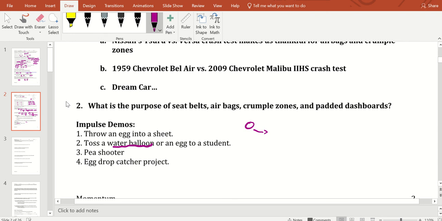Another example would be an egg. If we were to throw an egg against the wall in this room, the egg would break. But if we were to throw it against a mattress or held up a sheet that would catch it, what that would do is exert a smaller force over a greater period of time to cause the egg to slow down from its initial speed.